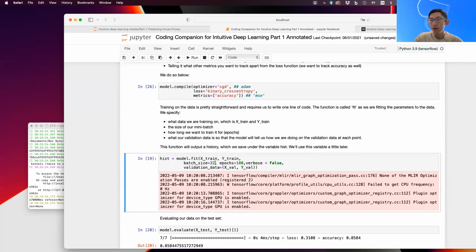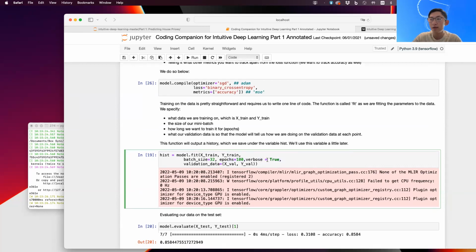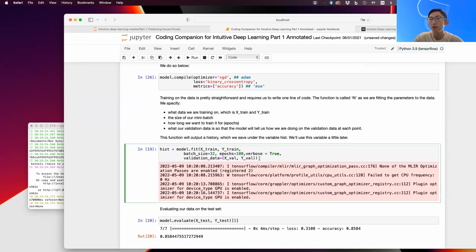When we run the model fit, we need to specify the batch size at each iteration. How many samples do you use? Number of epochs means you would go through your full training data set 100 times. In other words, you will use each observation of your training sample 100 times. And here verbose equals false means you do not output the steps, but we can look at the training steps, so verbose equals true.